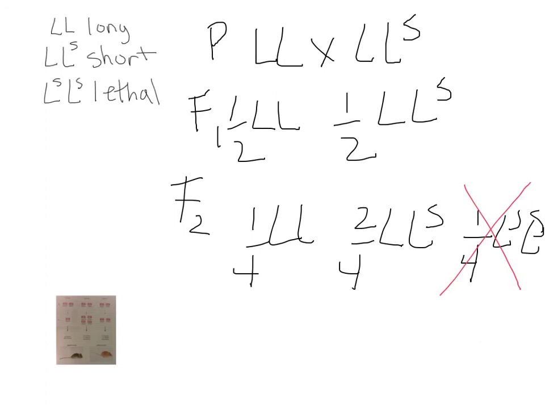But what if these actually died? Then would your results look different? This wouldn't be a 1 out of 4, this would be a 1 out of 3. And this wouldn't be a 2 out of 4, this would be a 2 out of 3. Then would that match our final answer, which had about 2/3 short-tailed and 1/3 long-tailed? Yes, it would. So that's our final answer.